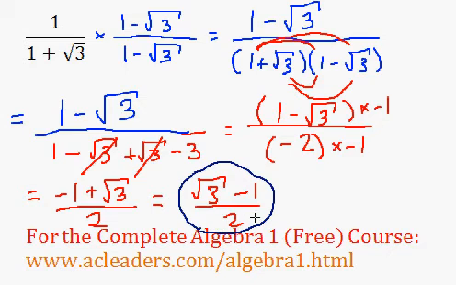We don't have any rationals, or sorry, I meant radicals, radicals down in the denominator, and that's what we wanted. We wanted to get rid of the root 3. So we have succeeded, and that's it.